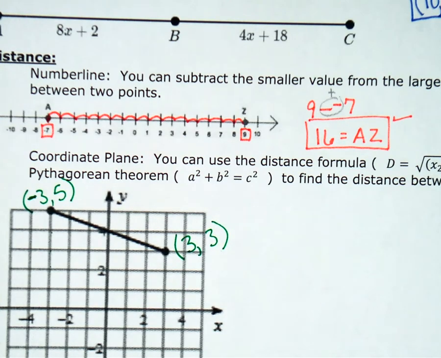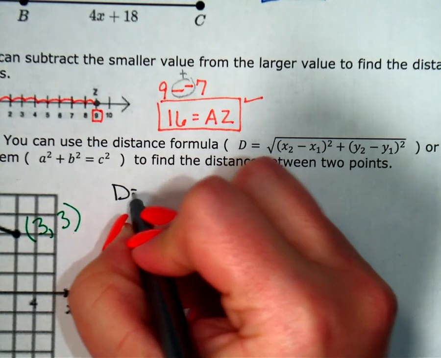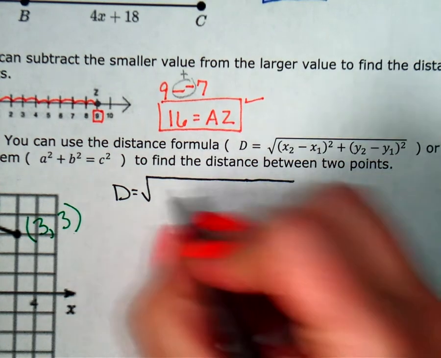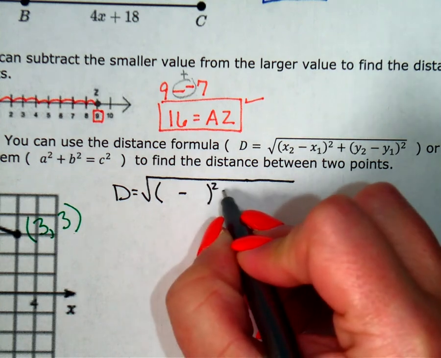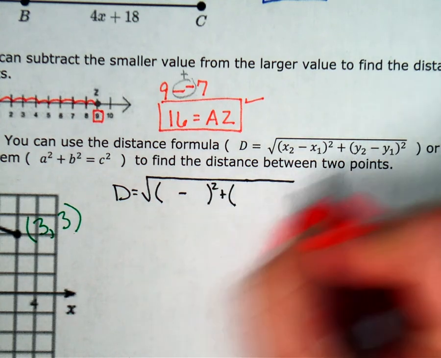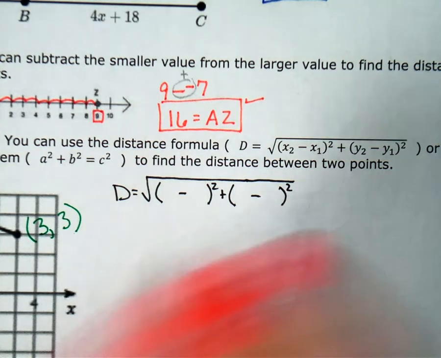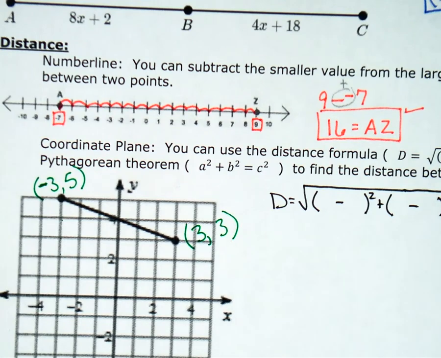If I want to use the distance formula, the first thing I always like to do when I'm using the distance formula is I write the distance formula without the x's and the y's. So d equals the square root of parentheses x2 minus x1 close parentheses squared plus parentheses y2 minus y1 close parentheses squared. So that way I can just plug my x's and my y's in.